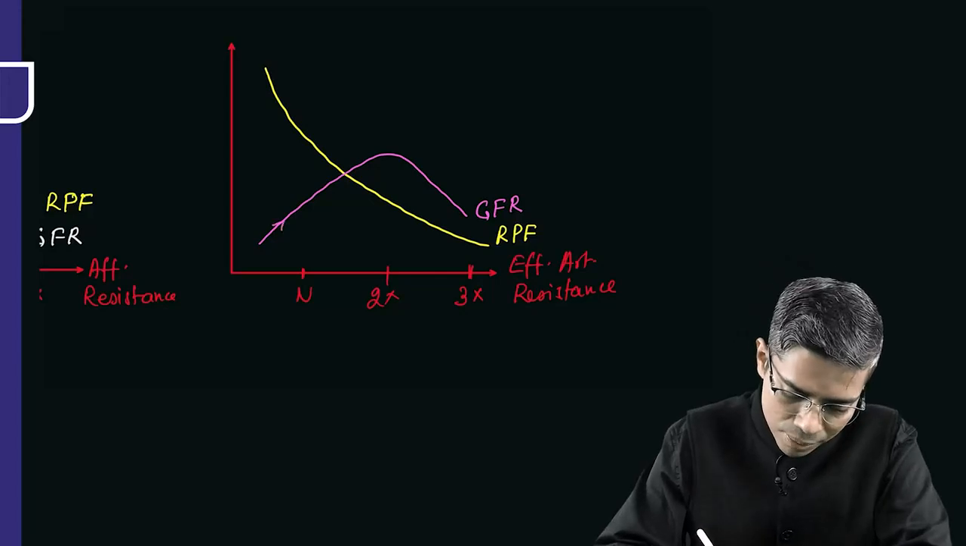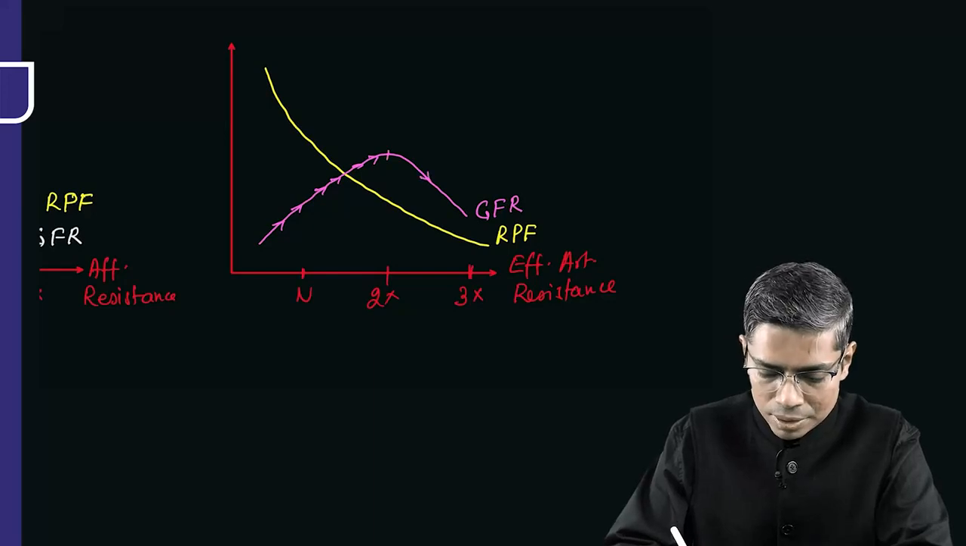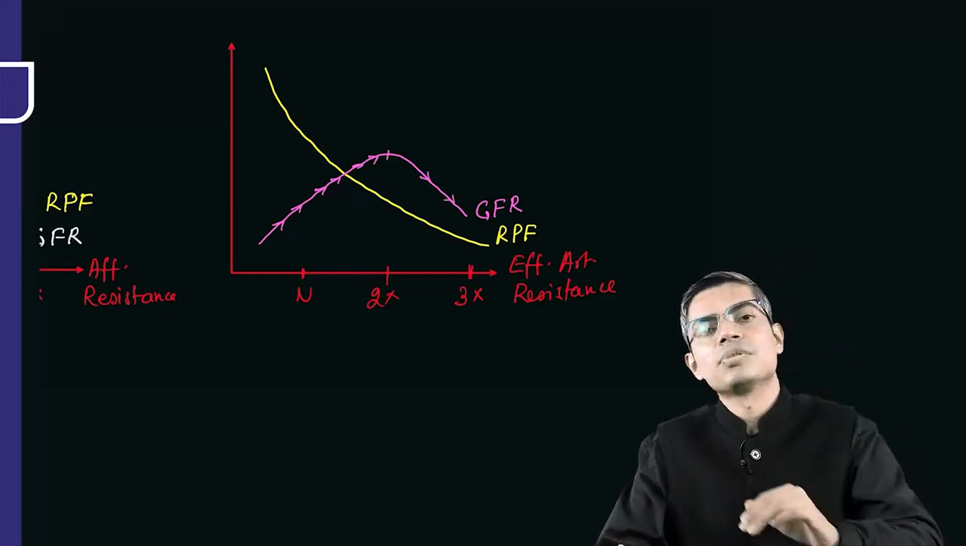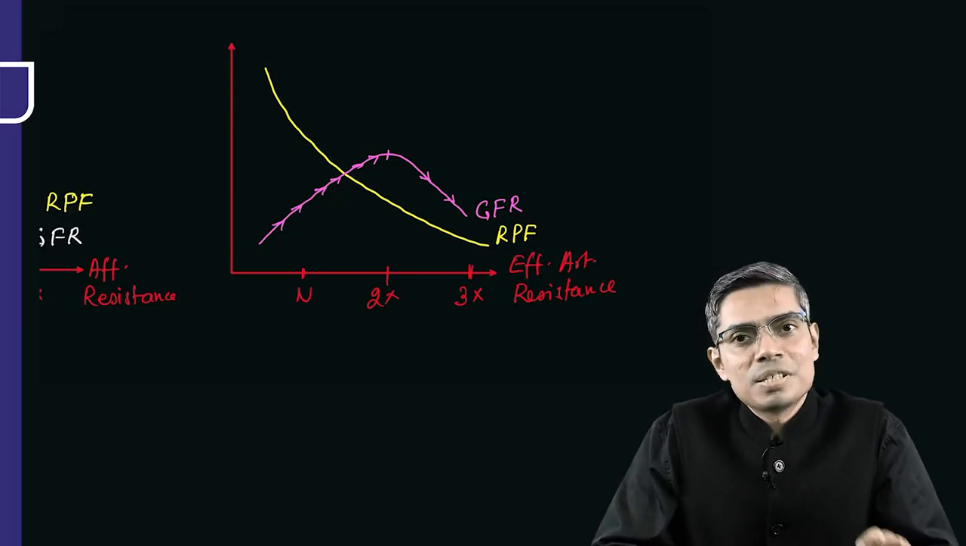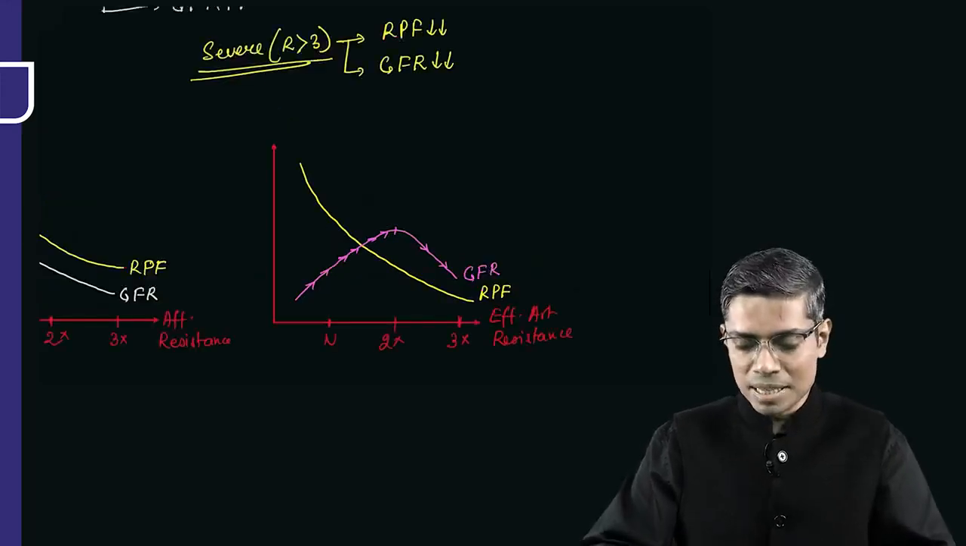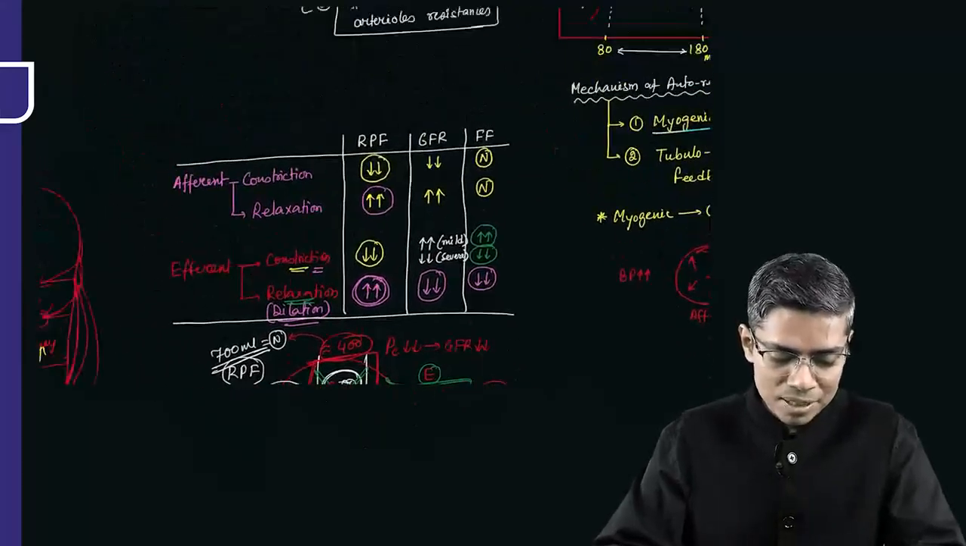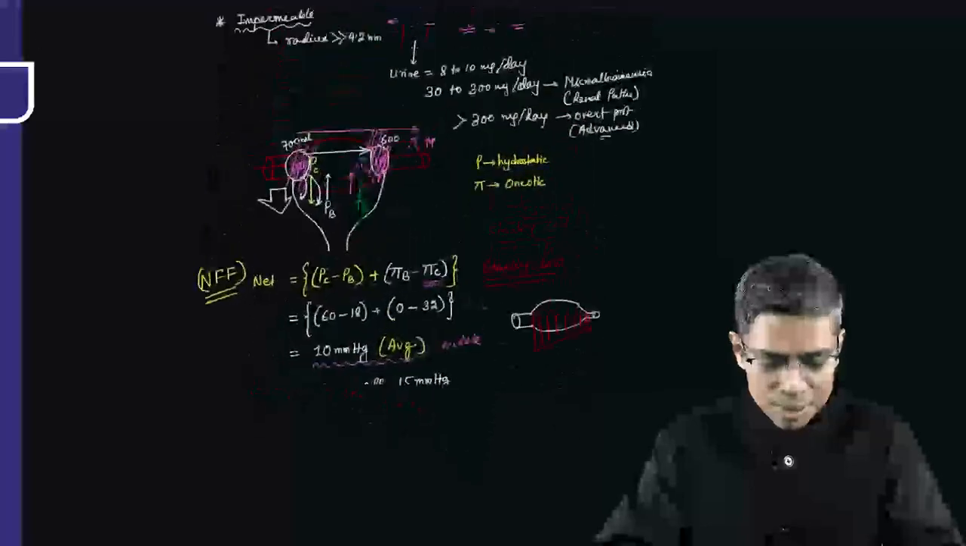So that's why you are finding out the curve is like that: initially the GFR is rising, but later on the GFR is reduced more and more. So this is all about the regulation of GFR, which is done by afferent and efferent arteriolar constriction. So we have discussed so many things about the GFR and its regulation.